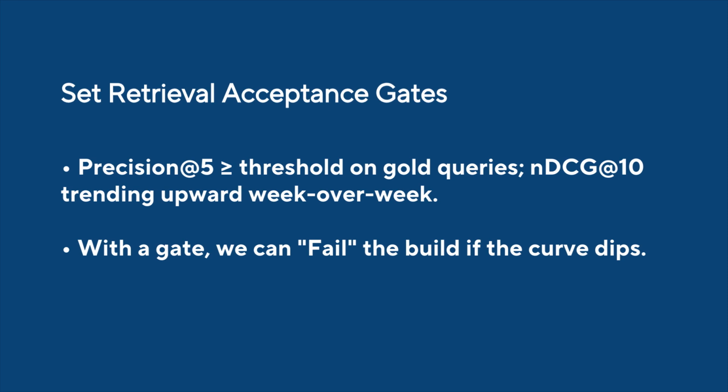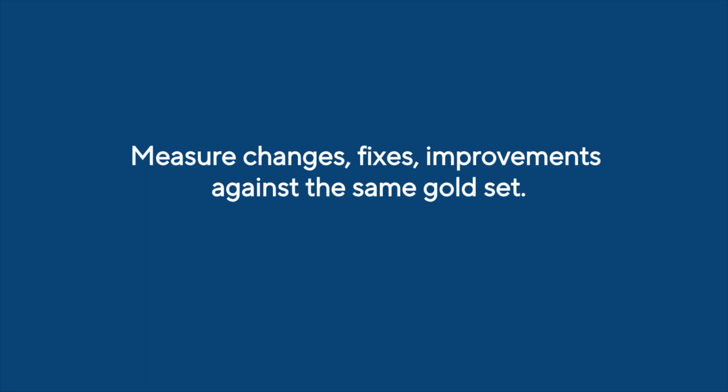As in any testing, we need an acceptance gate for retrieval. For example, we can set pre-deploy gates or expectations such that precision at 5 is greater than or equal to the threshold on gold queries, and nDCG at 10 is trending upward week over week. With this gate, we can fail the build if the curve dips. When fixes and improvements are made, such as better chunking, hybrid search, re-ranking, and query rewriting, these changes are expected to move metrics. We must measure changes against the same gold set.